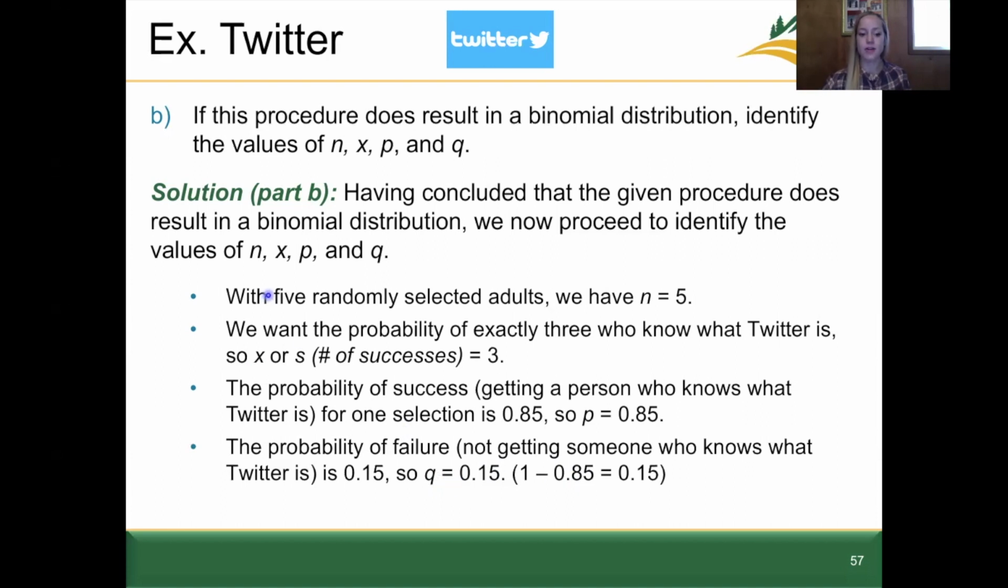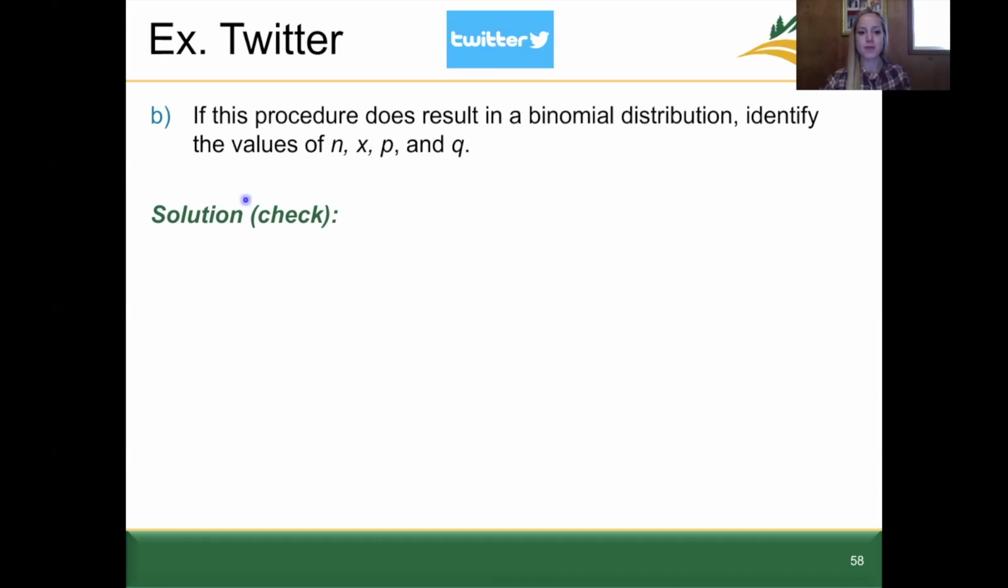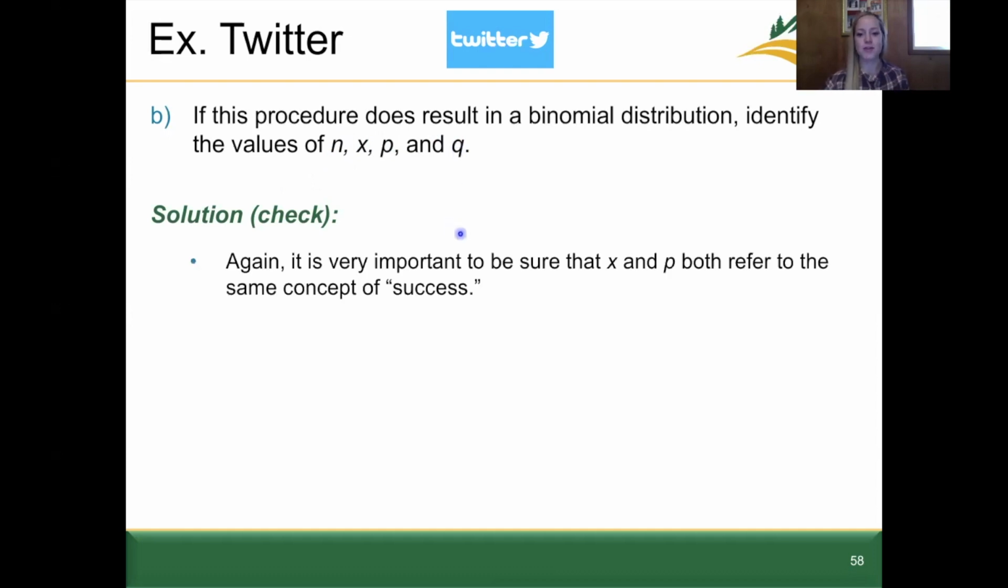Okay, so on your own, when you're going to do this, you want to think about the number of trials. You want to first figure out what we are calling successes. Then we need to know the probability of those successes and the probability of what you're calling a failure. There are some checks we should do now that we denoted what n is, x is, p is, and what q is. So it's really important to be sure that x or s and p refer to the same concept of success. We have to be consistent there.